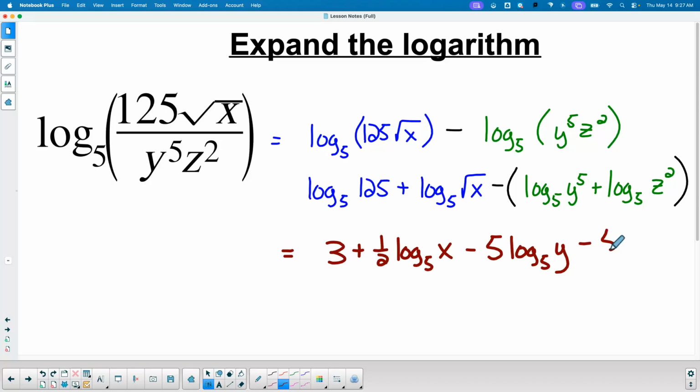Oops, I almost put 5 again. Should be 2. I get 3 plus 1/2 log base 5 of x minus 5 log base 5 of y minus 2 log base 5 of z. Because 125 is 5 cubed. So what exponent do I have to put on 5 to get 125? That's 3.